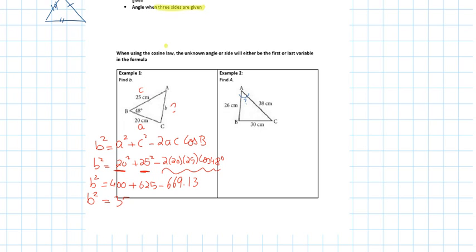Okay, eyes on the board for a second. Now, I have b squared equals 335.87. I need to solve for b, so I have to square root. 18.86, so 18.9 because it's to one decimal place. It's a side length. The rule doesn't change.